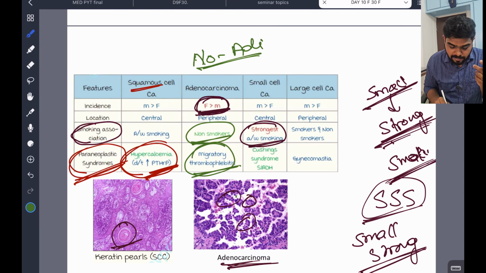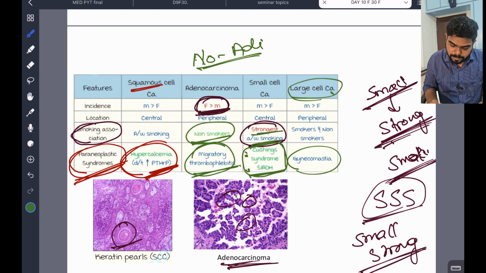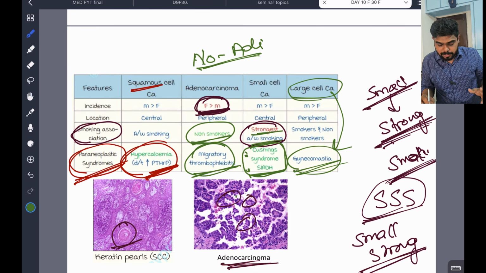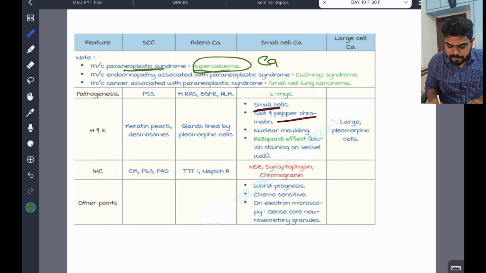Small cell cancer, what happened? This has the strongest association with smoking. It has paraneoplastic syndromes known as Cushing syndrome and SIADH, syndrome of inappropriate secretion of ADH. So you can see two are here: Cushing syndrome and SIADH in small cell cancer. Large cell cancer, that is not usually asked: gynecomastia, large. Large breast, gynecomastia in male, breast enlargement. Clear. This is also very important. Now you can see here, the most common paraneoplastic syndrome is hypercalcemia.